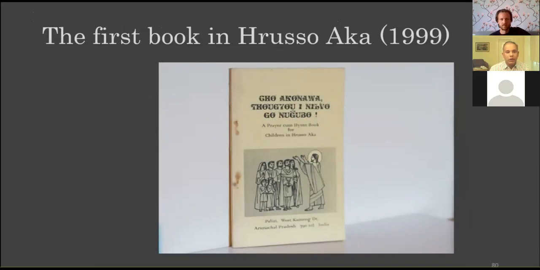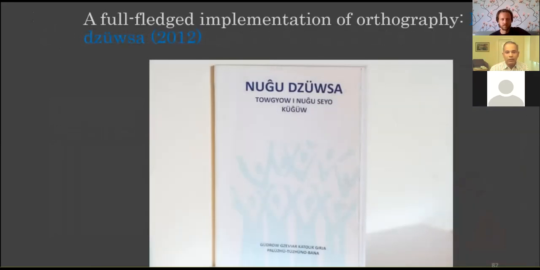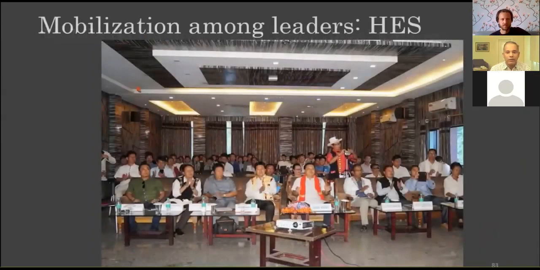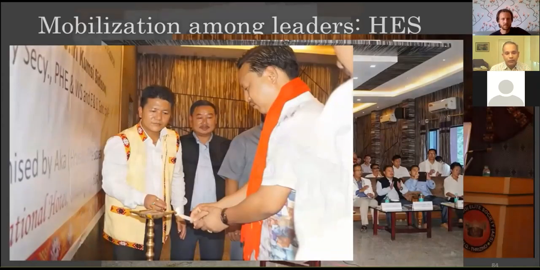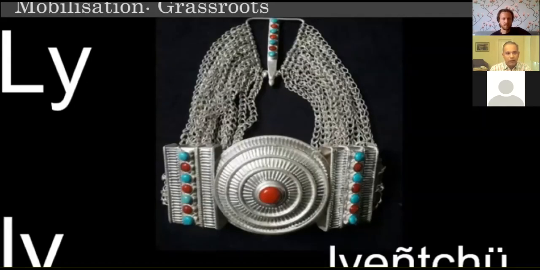The next step is community mobilization. The first book in Hrusso Aka was in 1999, and from there we have come a long way. This was the first textbook in 2005, and in 2012, new Souza or Beautiful Songs, and a mobile dictionary under development, but also a smaller version has been released already. The leaders of the Hrusso Aka Elite Society have been very encouraging. And we published a storybook in 2018.